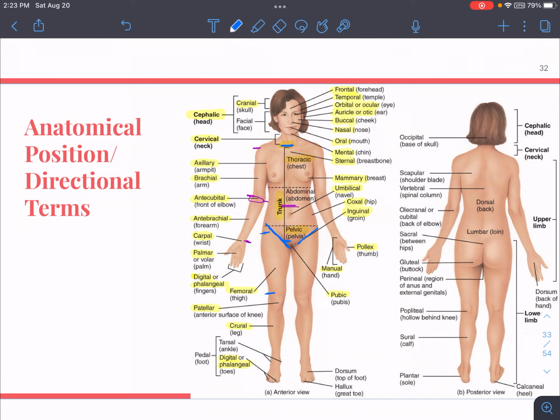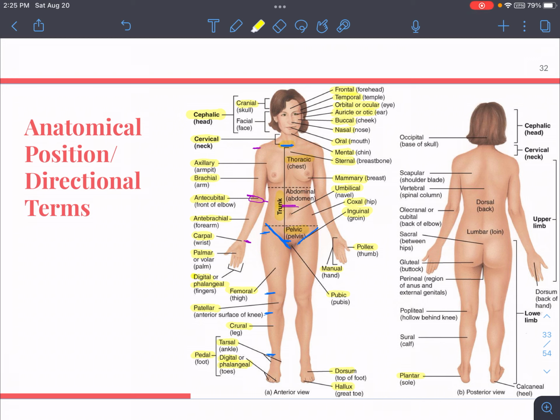There's 7 or 8 tarsal bones that make up your foot. They all have special names, just like in your wrist. Those carpal bones all have special names. We have pedal for foot. Dorsum is the top of the foot. Well, plantar is the bottom of the foot, what you stand on. Hallux is the name for your big toe. Just like pollex is the thumb, hallux is your big toe.